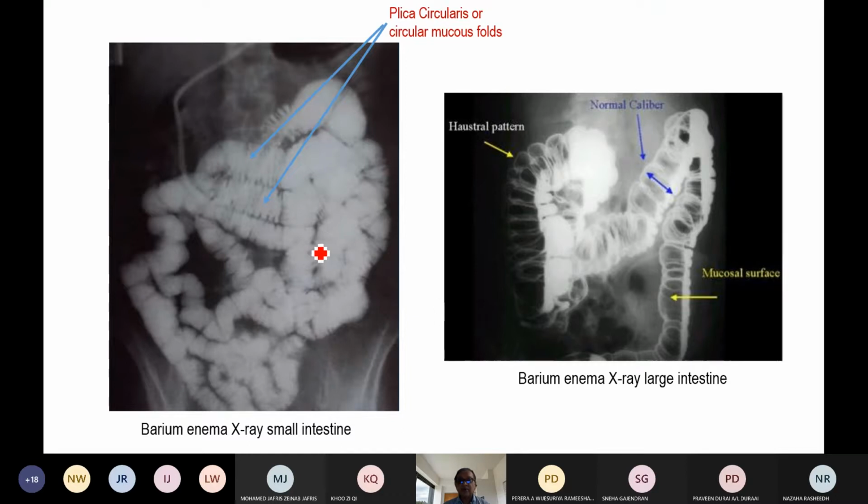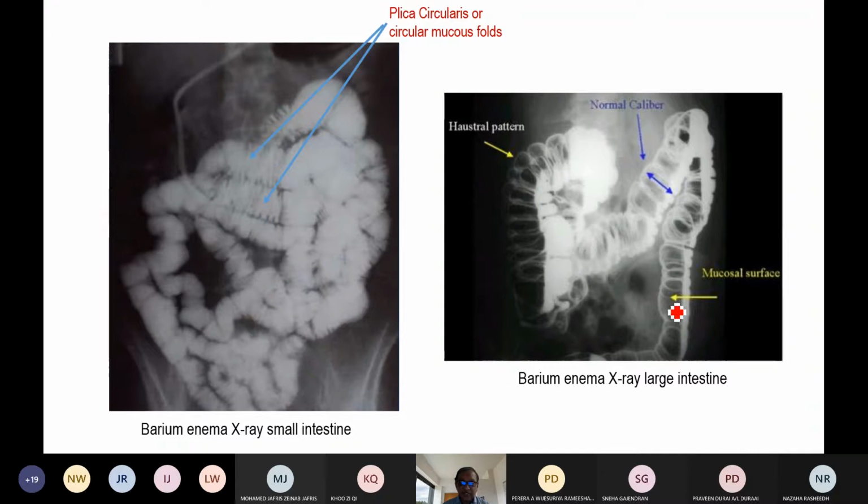In case of the small intestine, we can see a flowery appearance. And this flowery, snowflake appearance is because of the circular mucous folds in the jejunum and ileum, small intestine. But the large intestine is peculiar. You see that first of all, you should also note the diameters. There is a nomenclature which is usually told to the clinical student.